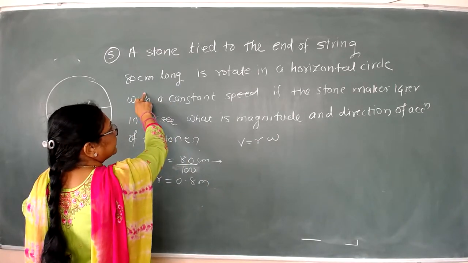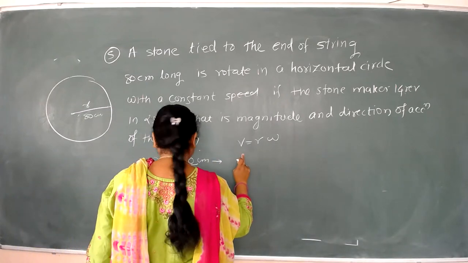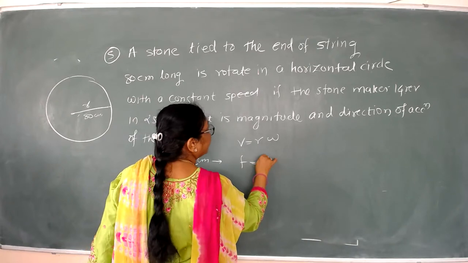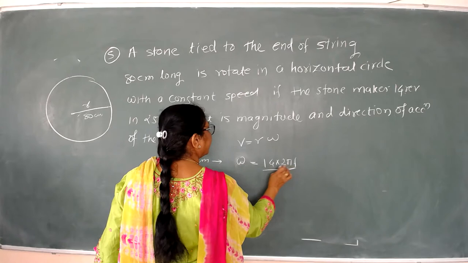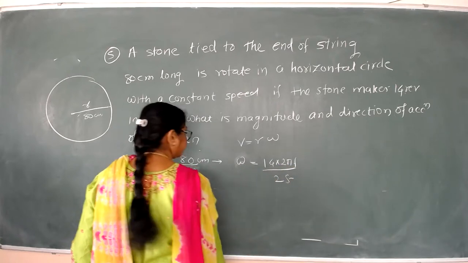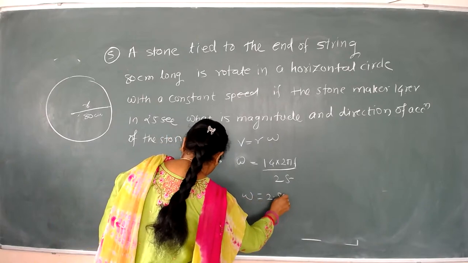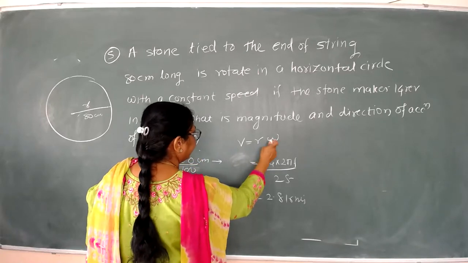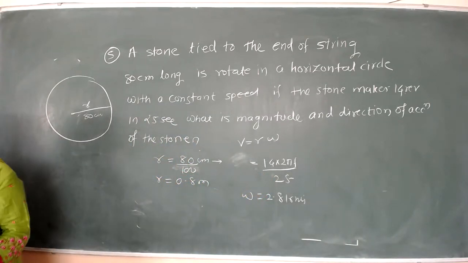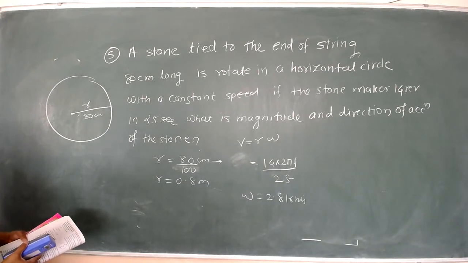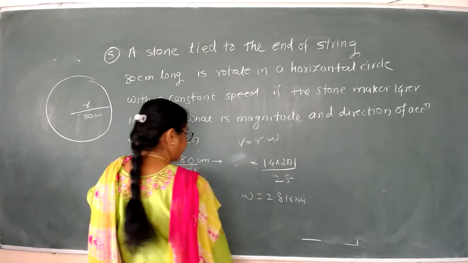R is equal to 80 centimeter, and the stone makes 14 revolutions. To find the frequency, the number of rotations is given as 14 revolutions. Omega is equal to 14 into 2 pi divided by time. The time is given as 25. So calculate this value, and we have got the value 2.816 meter per second. V is equal to R omega. Then substitute the value of R, substitute the value of omega, and calculate.